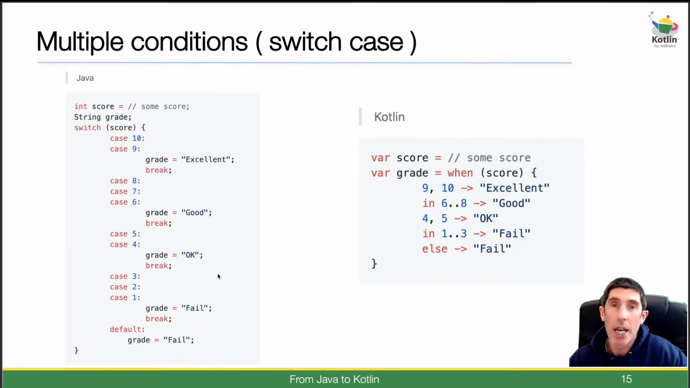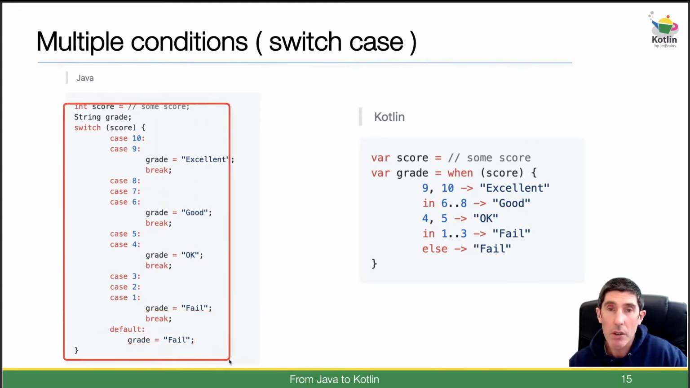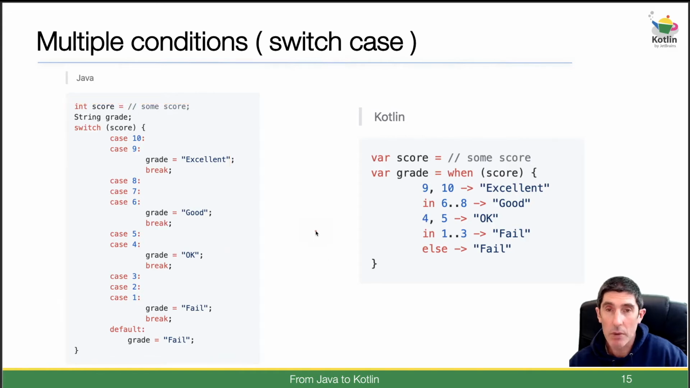Okay. In terms of our switch case, if we look at it here, we'd declare an integer, and we have a string grade if we want. If we want to do something like this, to compare score, if it's 9 or 10, assign excellent to grade, and we'd break out. If it's 8, 7 or 6, then it's good. If it's 5 or 4, it's okay, and if it's 3, 2, 1, it's a fail, and then the default is a fail. So you can see there's quite a lot of lines of code in comparison to what the Kotlin version is.